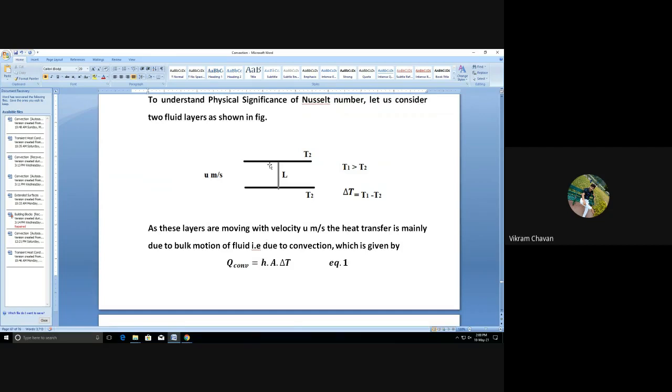So we have to consider the velocity of a layer is equal to 0 meter per second. Now, when there is no fluid motion and heat is transferring from the first layer to the second layer, then that heat transfer will be considered as conduction heat transfer.